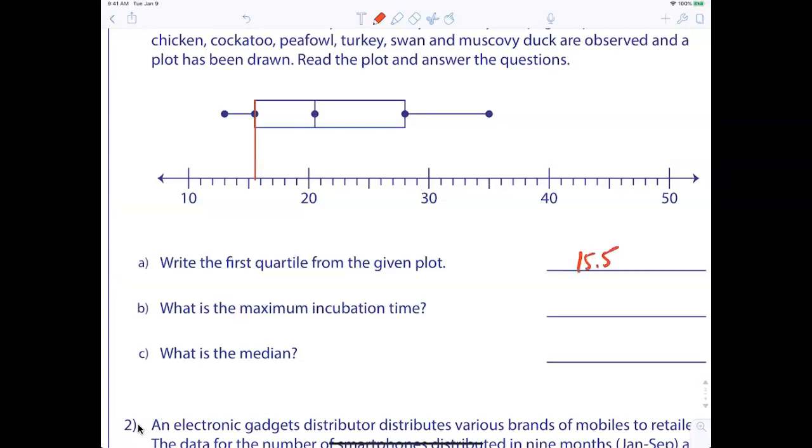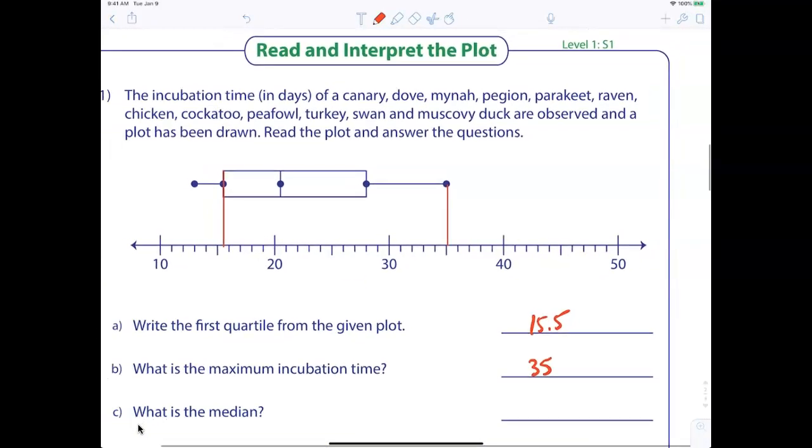What is the maximum incubation time? Give it a shot. Tell me what you think. 35.5. I'm going to take this dot and come straight down. Now, if you said 35.5, I wouldn't care. But I don't like it when it's above so high. It's kind of harder to see. So we're going to go with 35.